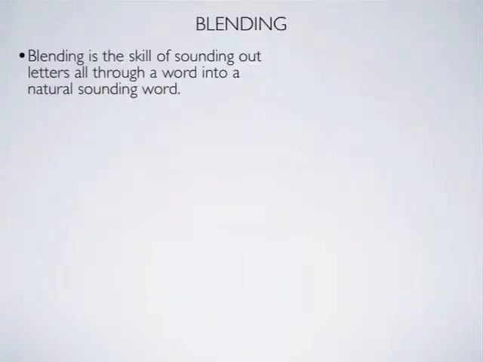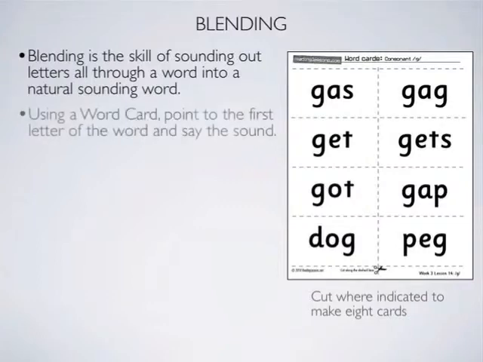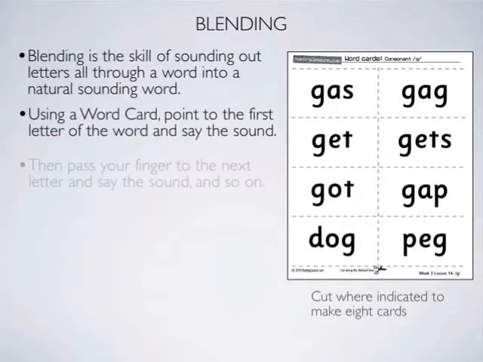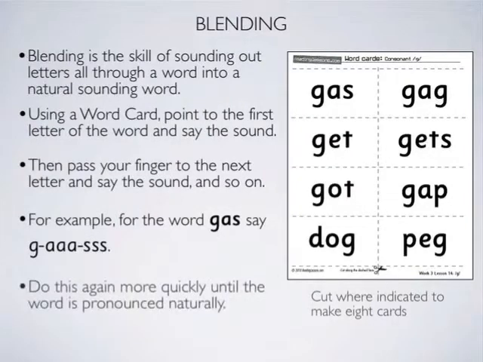Now we move on to blend the sounds to make words. Blending is the skill of sounding out letters all through a word into a natural sounding word. Using a word card, point to the first letter of the word and say the sound. Then, pass your finger to the next letter and say the sound, and so on. For example, for the word gas, say g, a, s. Do this again more quickly until the word is pronounced naturally.